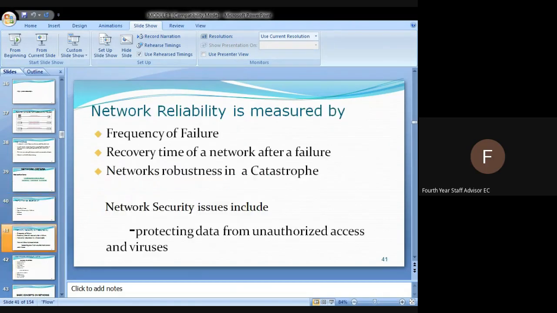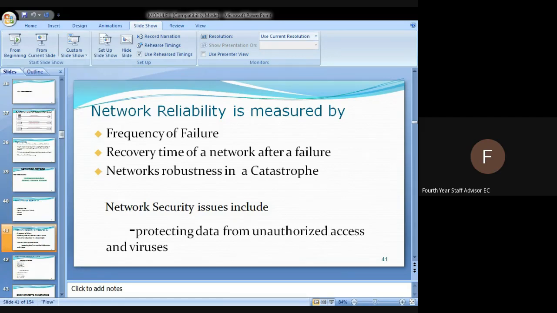Now, the second criterion is reliability. Network reliability is measured by three things. One is the frequency of failure. The second one is the recovery time of a network after a failure. And the third one is the network's robustness in a catastrophe.